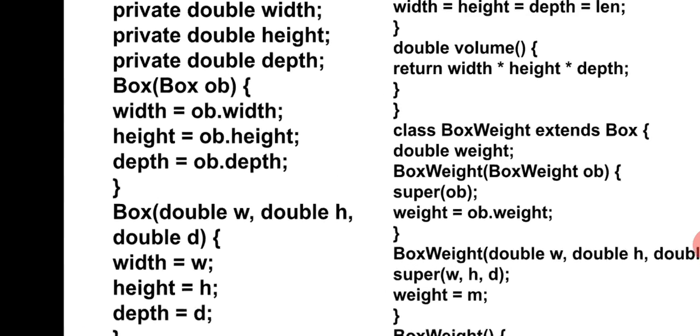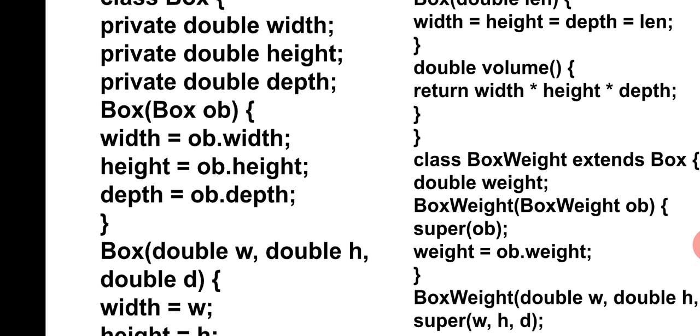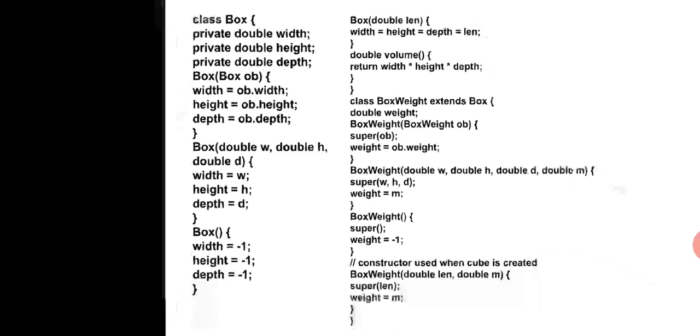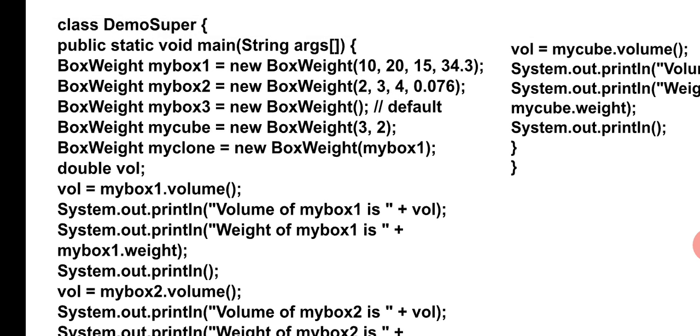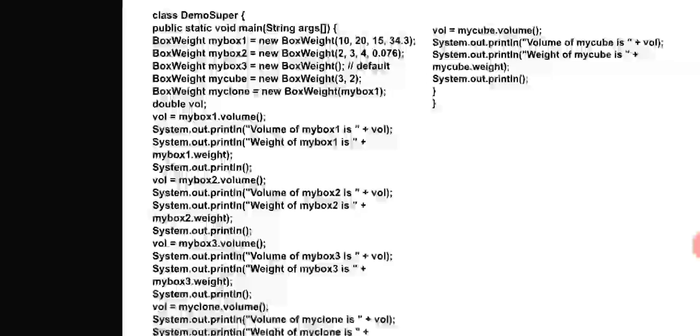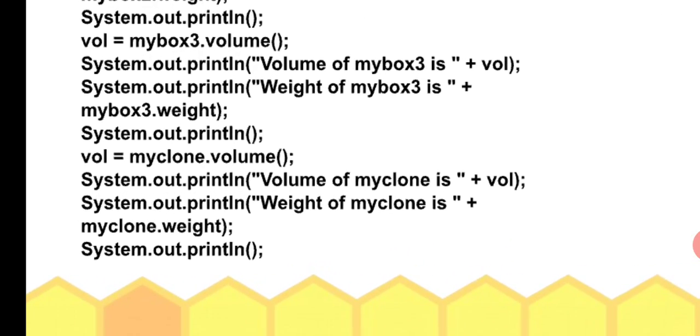The super keyword will access this particular box ob. Now ob dot width will have the value 10, ob dot height will have the value 20 and ob dot depth will have the value 15. Why? Because you are now referring to the my box 1 object. Using the my box 1 object itself you assigned 10, 20 and 15. So there you have 10, 20, 15 and 34.3. The same values will be sent to my clone, so using that you are displaying my clone.